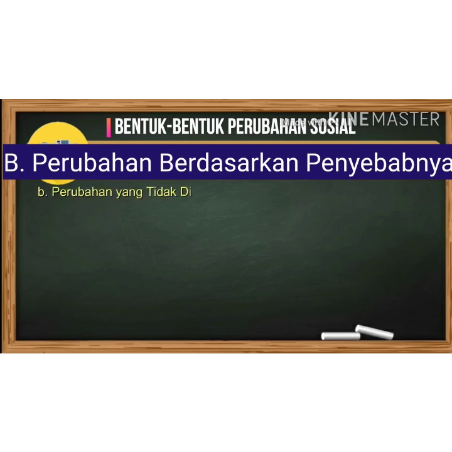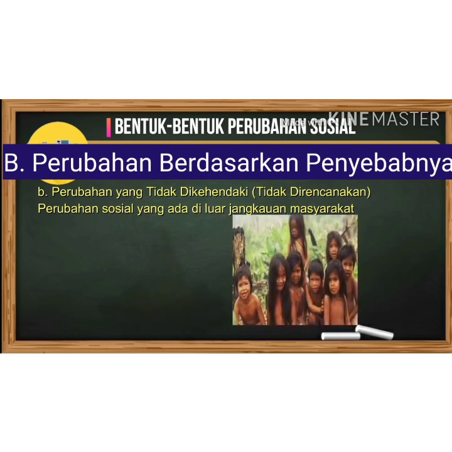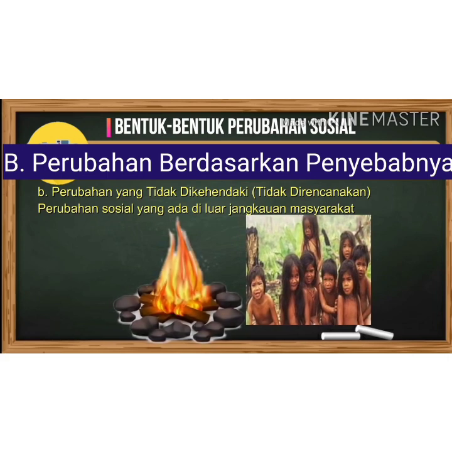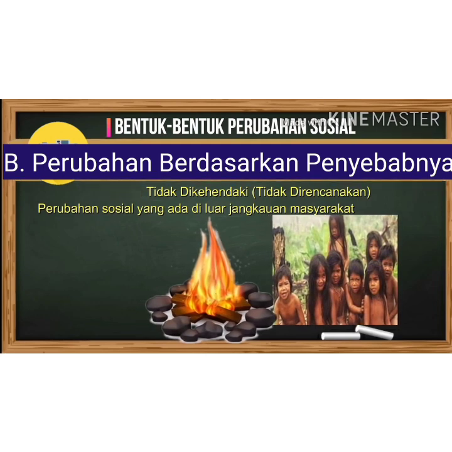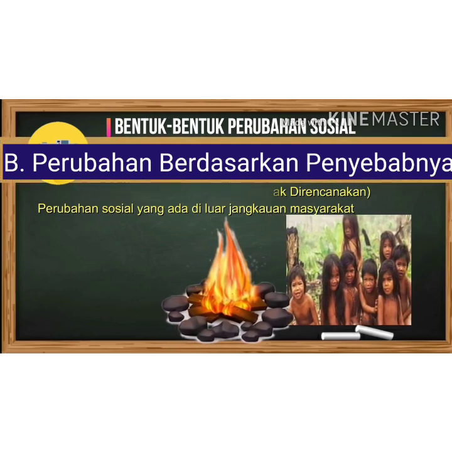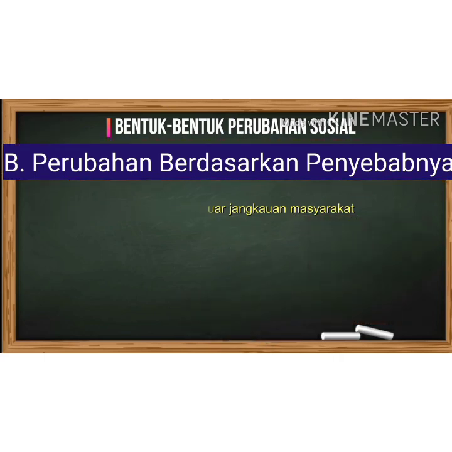B. Unwanted change. Unwanted change is social change that is beyond the reach of society. Unplanned change often brings problems and chaos to society. An example of undesirable social change is the relocation of all tribal children in Jambi and Riau because of the Sumatran forest fires caused by deforestation and forest burning carried out on purpose.